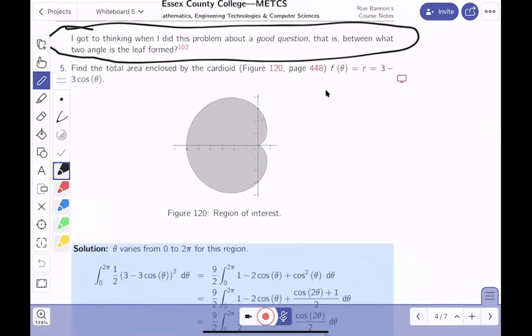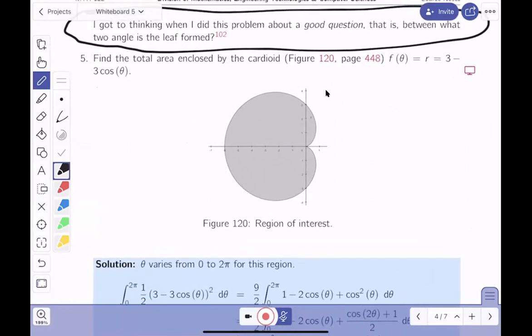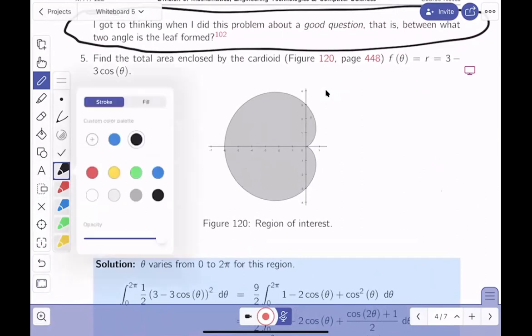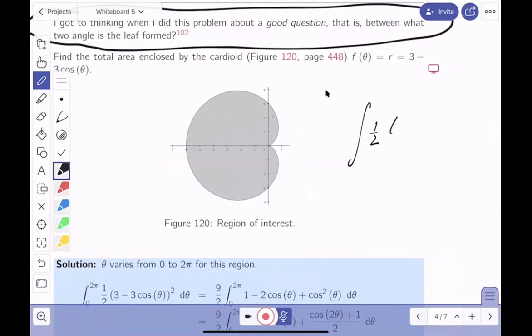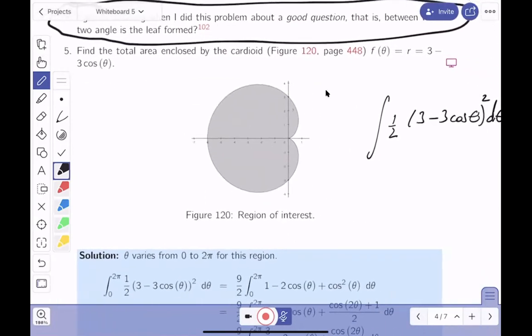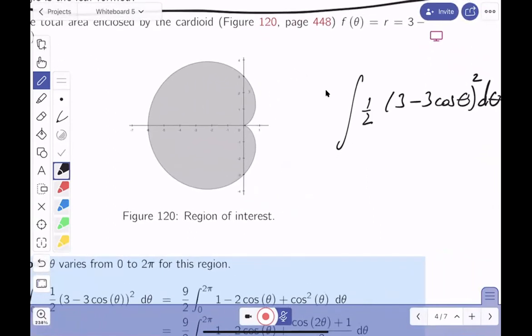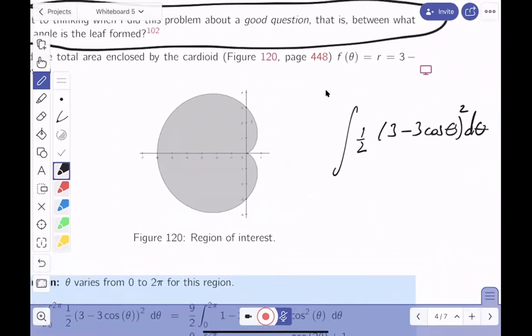All right, let's do this one over here. And this is, find the total area enclosed in this object over here. And again, what I'm looking at, I know how to do it. It's the limits that cause me trouble. So let's write this down. It's going to be 1/2 the integral of R squared, right? And that's going to be 3 minus 3 cosine theta squared d theta. It's the limits that cause me trouble. So let's just talk about it one step at a time. And I'm going to start at 0. I'm going to start the theta at 0.